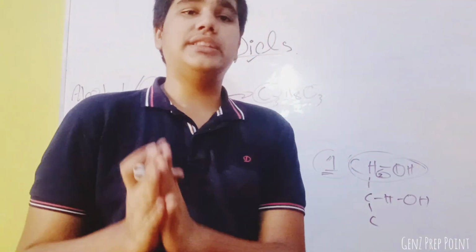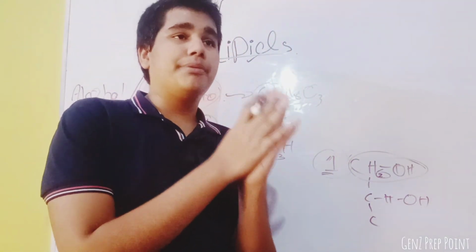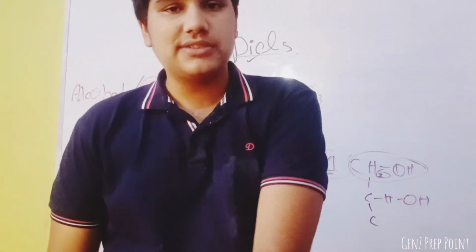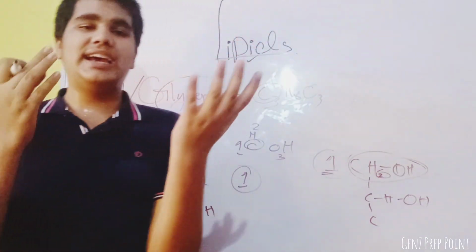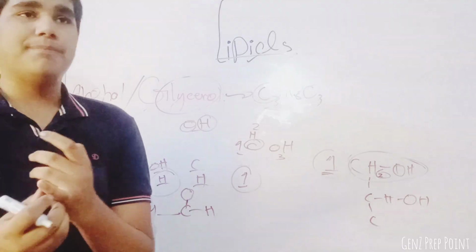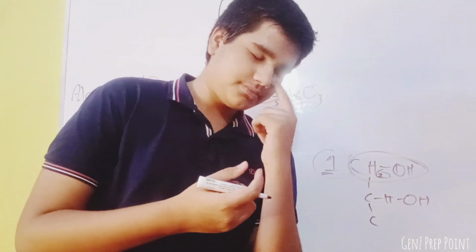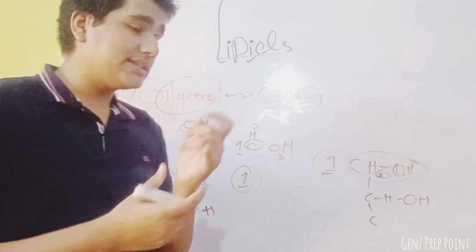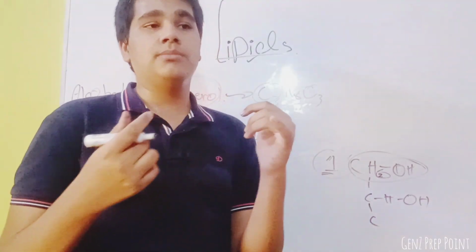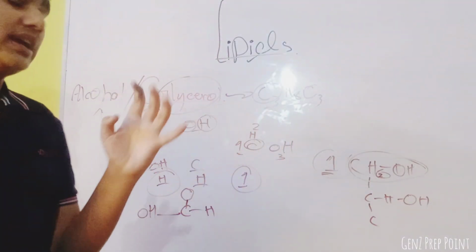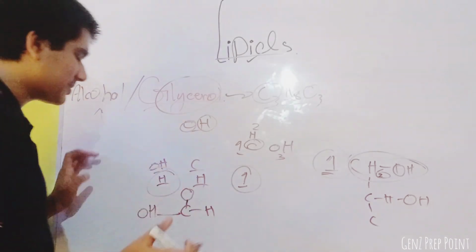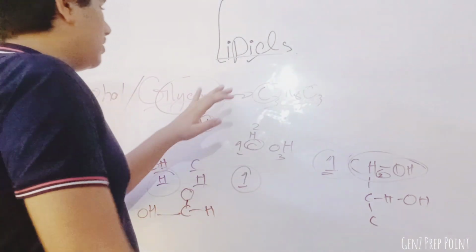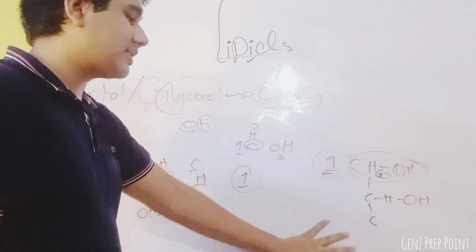For everything there is a recipe. For making a brick, there is a recipe. In your geography industries topic, you must have studied how brick is made. For example, it has coal, it has gypsum, it has limestone. I also water or many other substances. So everything has a recipe, same as with glycerol. Glycerol also has a recipe.